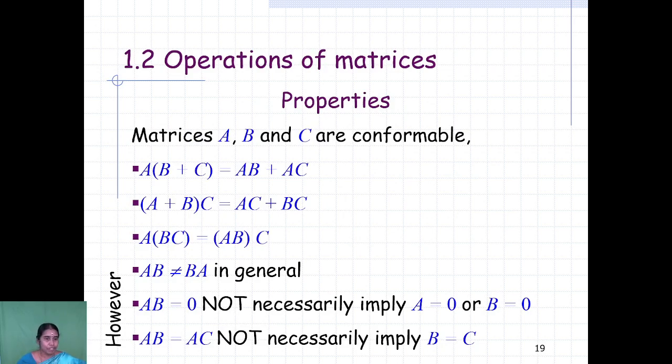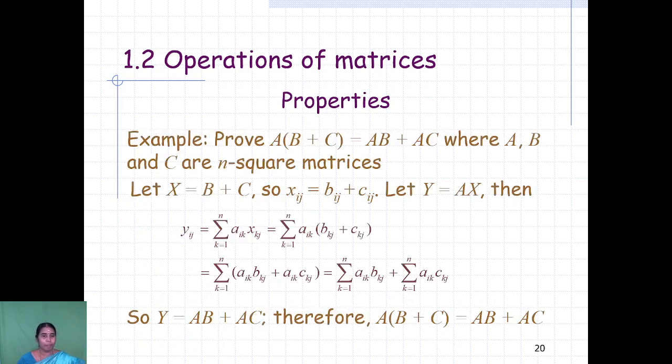Next, properties. Let us define matrices A, B and C that are conformable, meaning the number of rows and columns of A, B and C are compatible. First, A of B plus C is equal to AB plus AC. Second, A plus B into C is equal to AC plus BC. A of BC is equal to AB into C. And AB is not equal to BA in general. AB equal to 0 does not necessarily imply that A equal to 0 or B equal to 0. AB equal to AC does not necessarily imply that B equal to C. It means two matrices cannot be divided in an ordinary way.